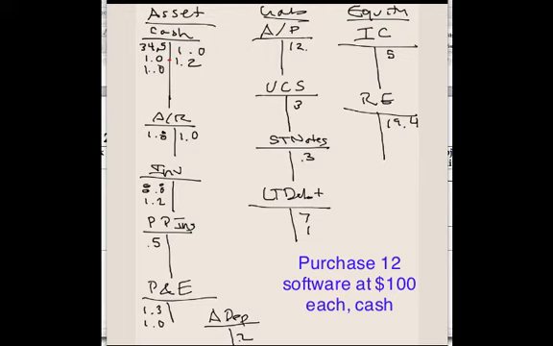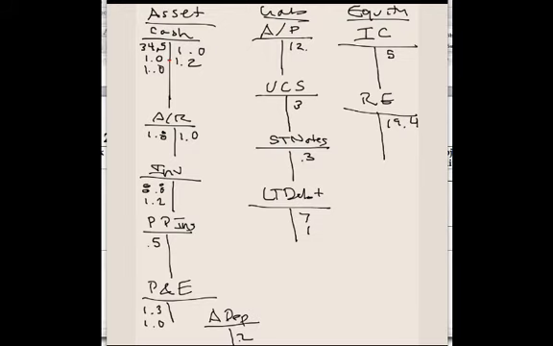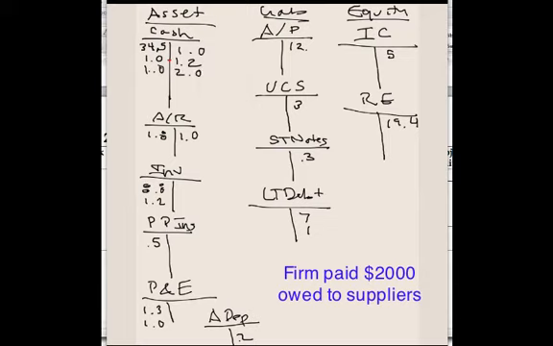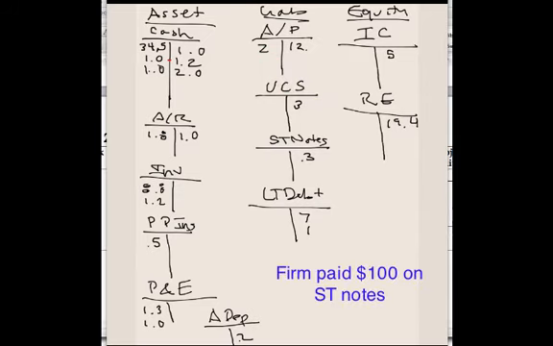And the next one is the firm paid $2,000 that it owed to suppliers. So we took some of our cash and we paid back what we owed to our suppliers. Decrease in cash of $2,000, decrease in accounts payable of $2,000. Then the next one, the firm paid $100 on short-term notes. So what we did is we took $100, 0.1, and we decreased our short-term notes. Decrease is a debit entry in liability.